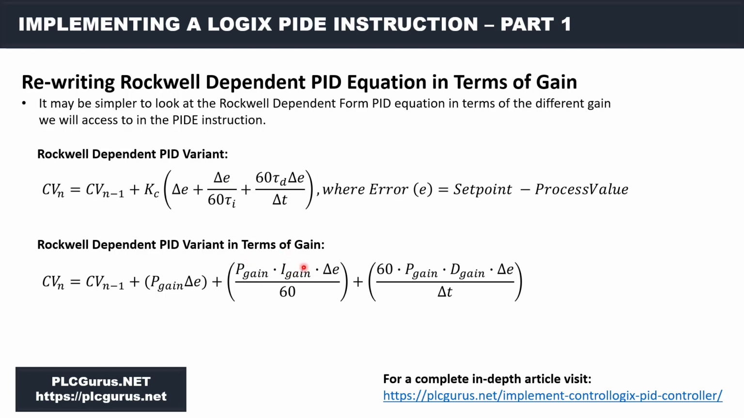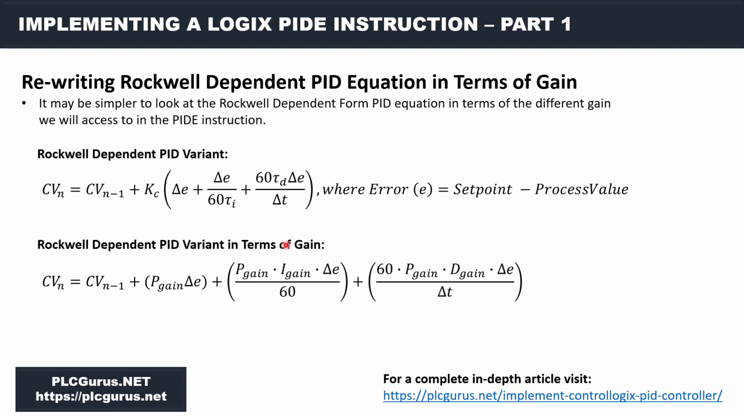right, P. Now remember, I put I gain on the top. But keep in mind, when you adjust I gain in the controller, it's actually 1 over tau sub I, okay? It's the minutes per repeat. So I gain, in effect, is 1 over tau sub I, which means when we go and adjust I gain in the Logix controller, if we make I gain larger, we're actually making T sub I or tau sub I larger, which means the overall gain term is getting smaller. Okay, I don't want to confuse you too much, but keep that in mind.